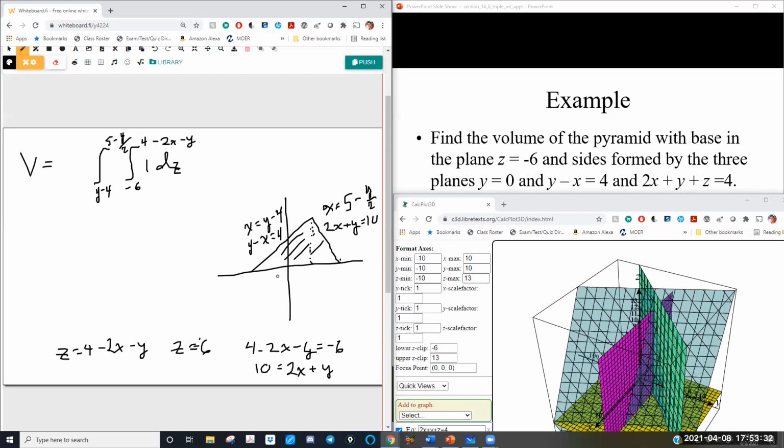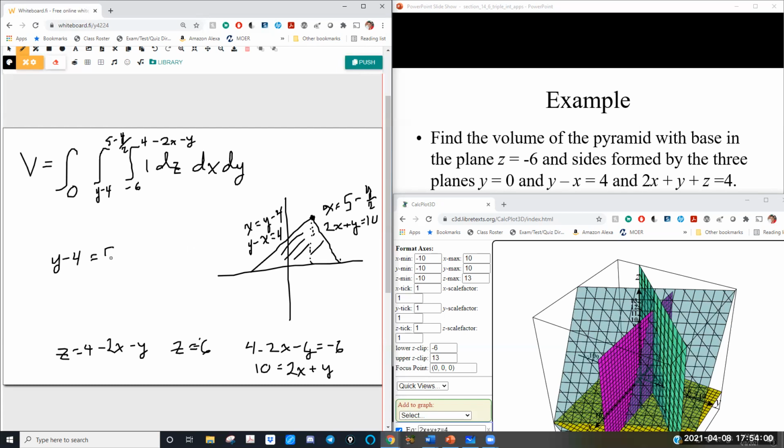We have one more set of limits to go. That was for x. Our last set of limits have to be y. We can already see the lower limit on y is 0. That means we need the y value of this point in order to finish off this problem. Well, that's not too bad because we have both equations already solved for x. So we're just going to set them equal to each other and solve for y.